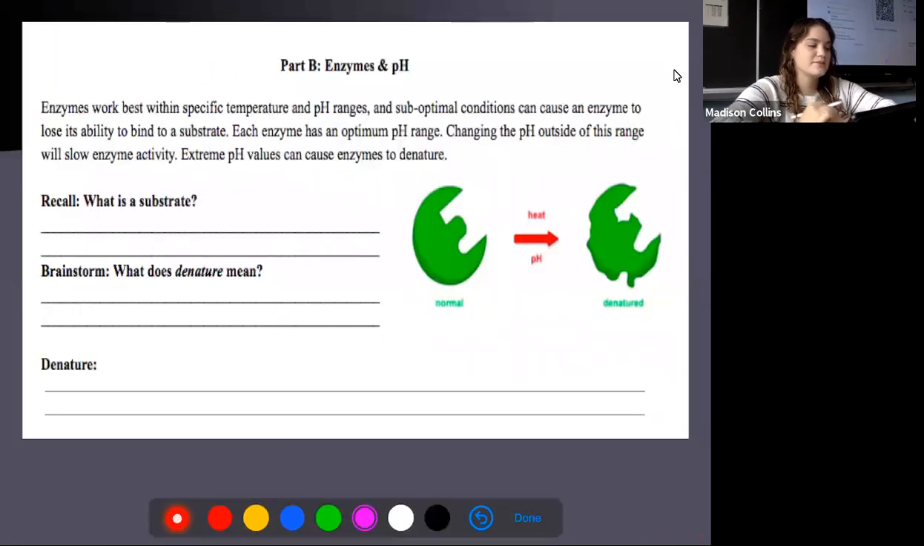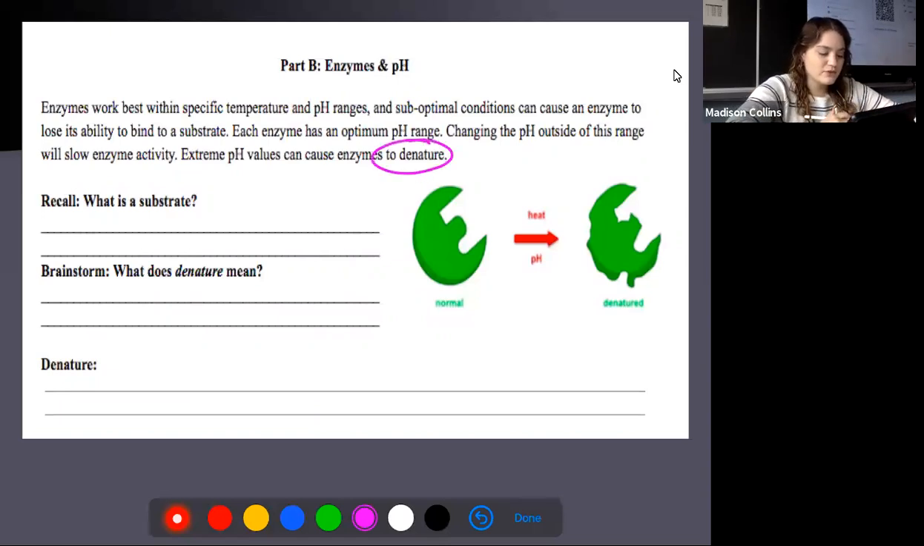All right, next up, we've got a few more things to note about enzymes. So enzymes work best within specific temperature and pH ranges, and suboptimal conditions can cause an enzyme to lose its ability to bind to a substrate. Each enzyme has an optimum pH range. Changing the pH outside of this range will slow enzyme activity. Extreme pH values can cause enzymes to denature.